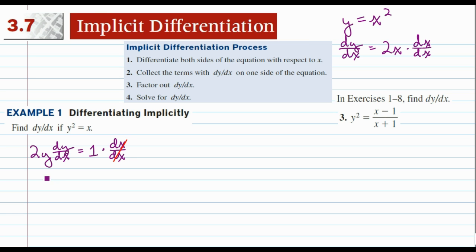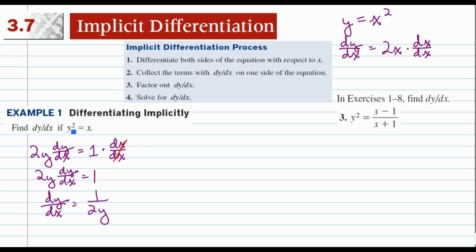So in my next step, I'll say 2y dy/dx equals 1, and now I'm going to solve for dy/dx because my instruction said find dy/dx. So dy/dx equals 1 over 2y. That is an expression of y.